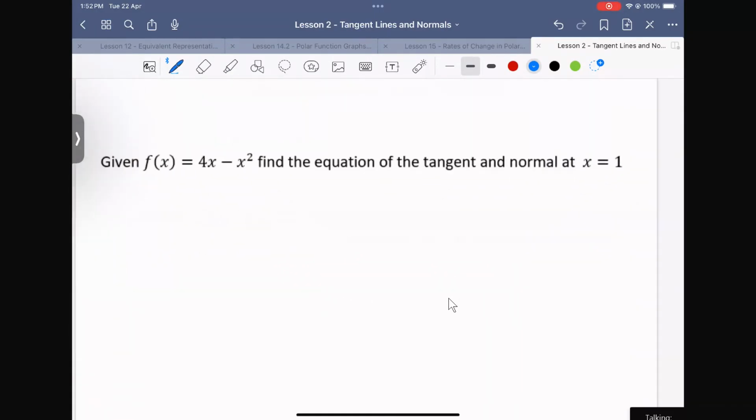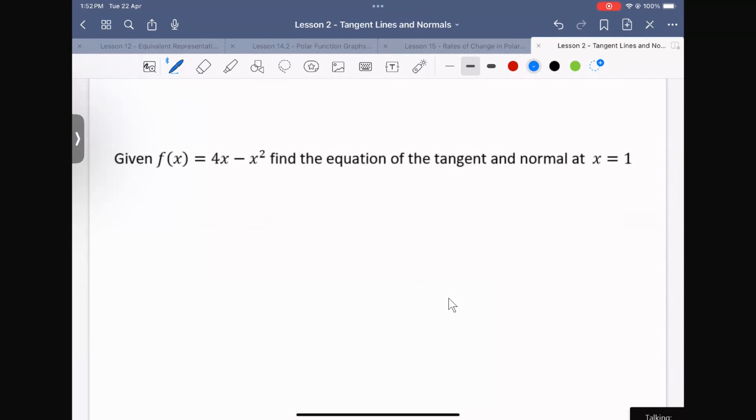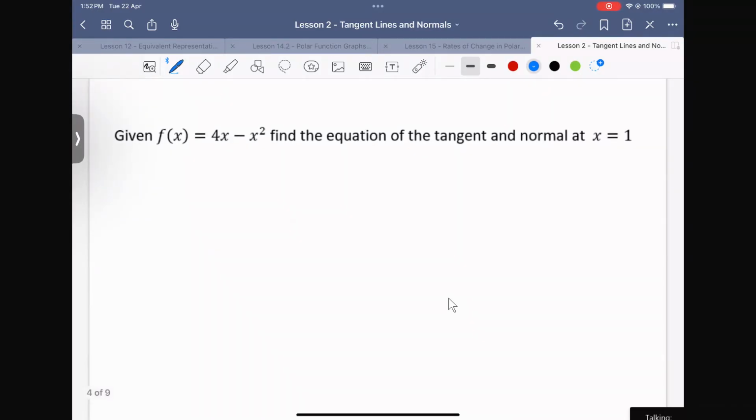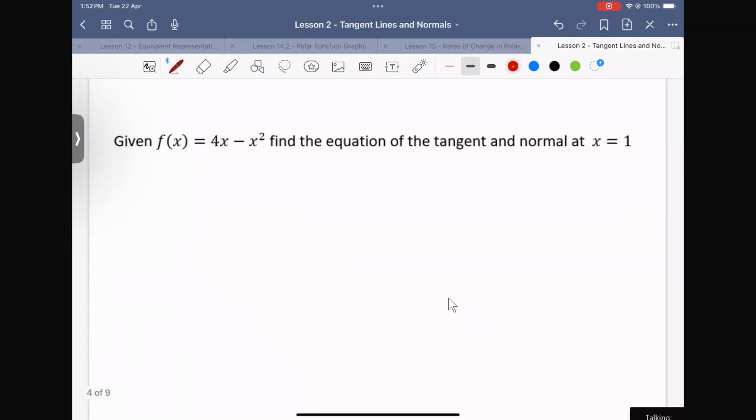Let's have a go at a question. Given a function, f of x equals 4x minus x squared, find the equation of the tangent and the normal at x equals 1. You have a few steps you need to follow for this one. First step, number one, is you need to find what y1 is equal to. y1 is equal to f of x1. And this is our x1. It's the point we're interested in. So we're going to put this one into the function.